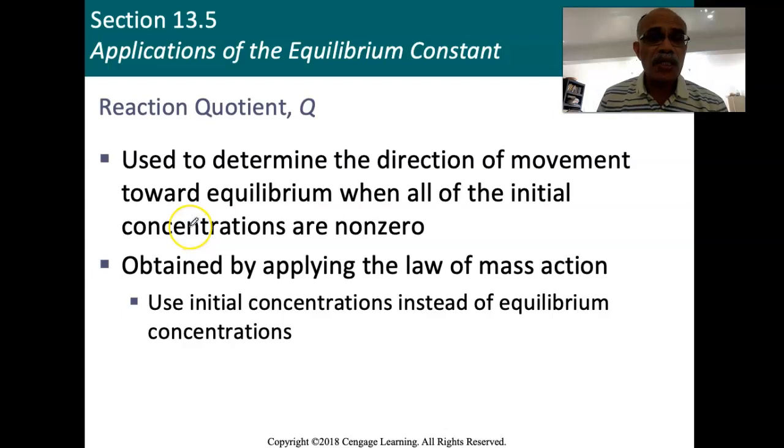So now let's look at another term that is similar to the equilibrium constant K. We call that Q, the reaction quotient. The reaction quotient is used to determine the direction of movement towards equilibrium when all the initial concentrations are non-zero. So when you're given a set of concentrations, you might wonder, in which direction will this go to reach equilibrium? This is where we use the value of Q.